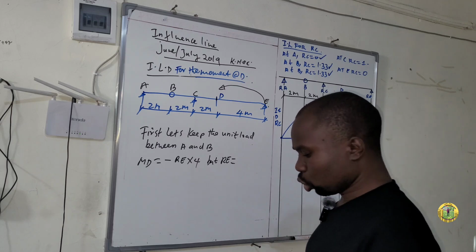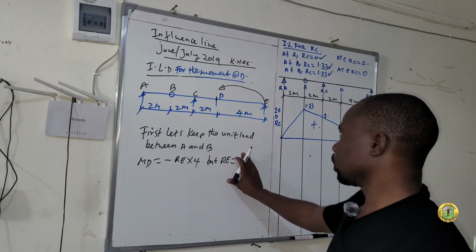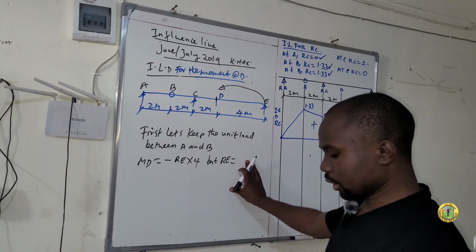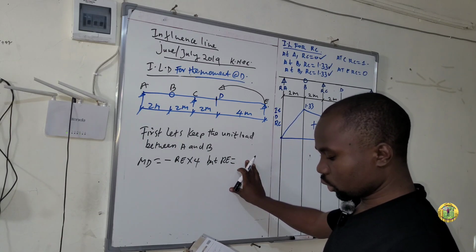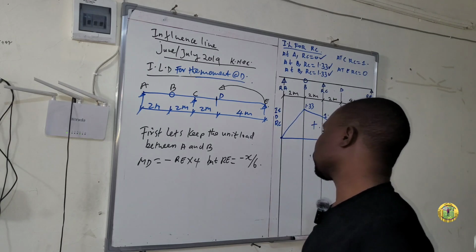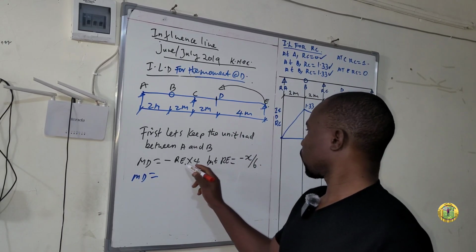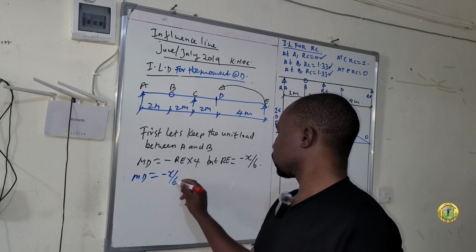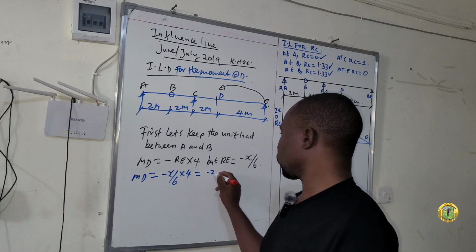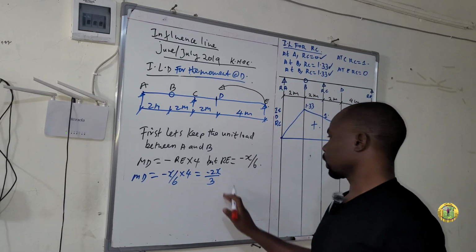But we have already calculated RE when the load is between A and B, and the expression for RE was minus x over 6. So MD is equal to RE, which is minus x over 6 times 4, which is equal to minus 2x over 3. So that is MD, minus 2x over 3.